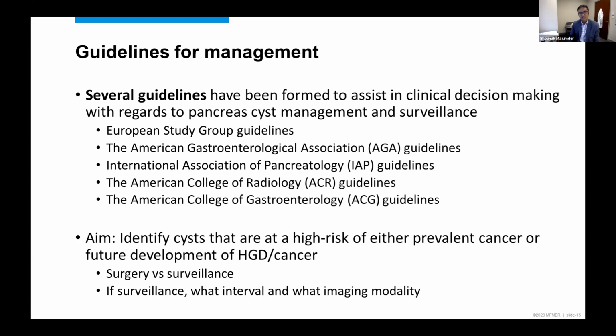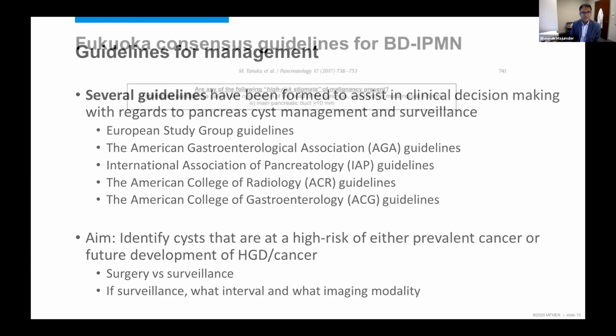And the questions that you're asked to answer as a clinician is, should we opt for surgery versus surveillance? And if we opt for surveillance, what interval and what imaging modality to use? So in the next few slides, I'll share with you the Fukuoka consensus guidelines, which is the guidelines that specifically addresses IPMNs, where this question of surgery versus surveillance comes up most frequently in our clinical practice.